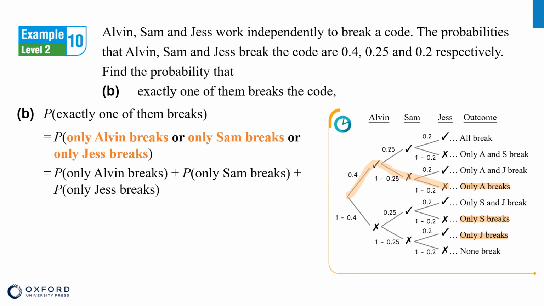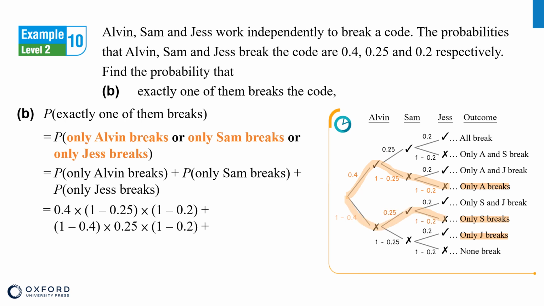Only Alvin breaks the code means that Alvin breaks the code, while Sam and Jess do not break the code. The way to find this probability is similar to Part A. We find the product of the 3 independent events, that is 0.4 times 1 minus 0.25 times 1 minus 0.2. Similarly, the probability that only Sam breaks the code is 1 minus 0.4 times 0.25 times 1 minus 0.2. And the probability that only Jess breaks the code is 1 minus 0.4 times 1 minus 0.25 times 0.2. So the required probability is 0.45.